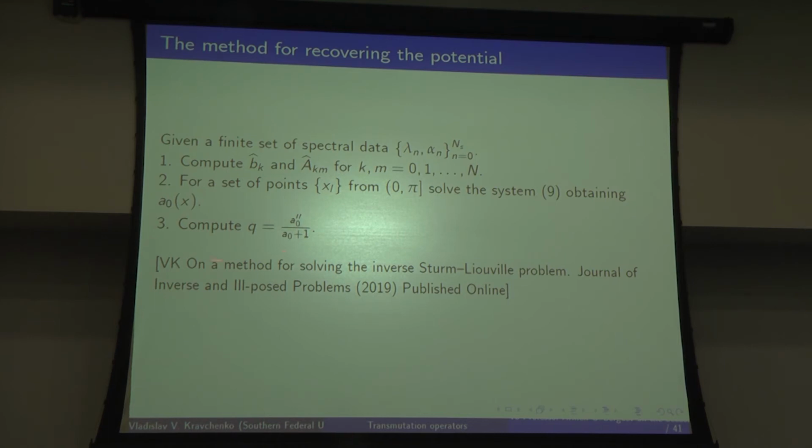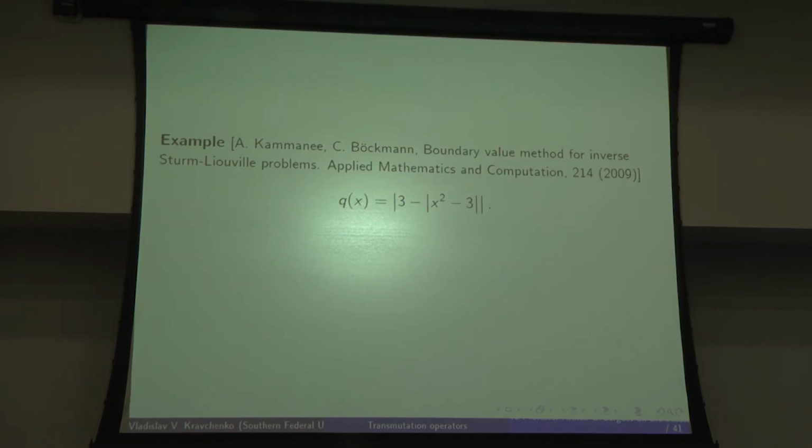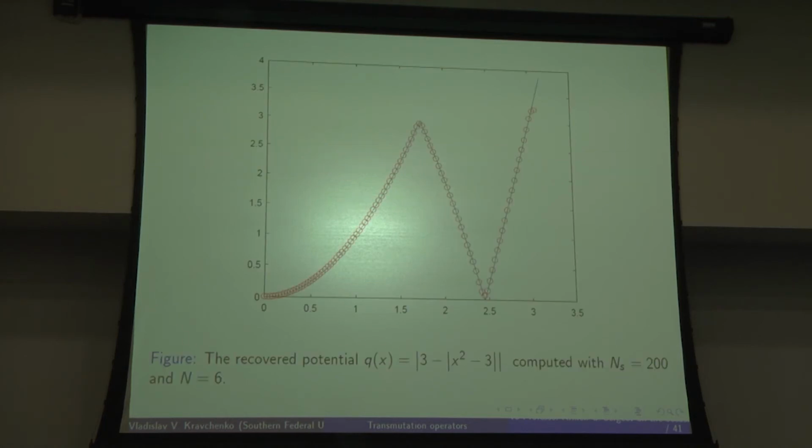It is published in this paper, Journal of Inverse and Ill-Posed Problems. Now, for example, let us consider this potential Q, from this paper, just to show you how it works numerically. This is the potential, and with the red circles, this is the recovered potential. In this case, n, the number of equations in this system, was just 6. It was sufficient to recover this potential.